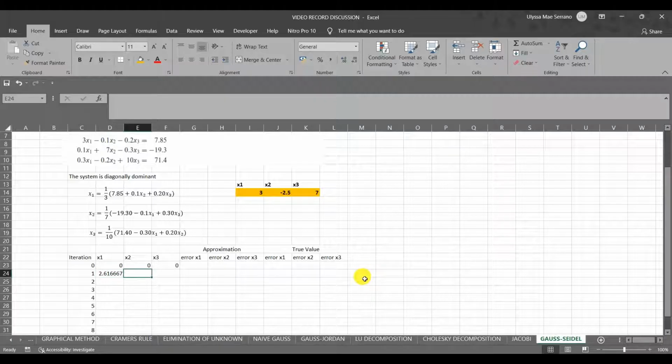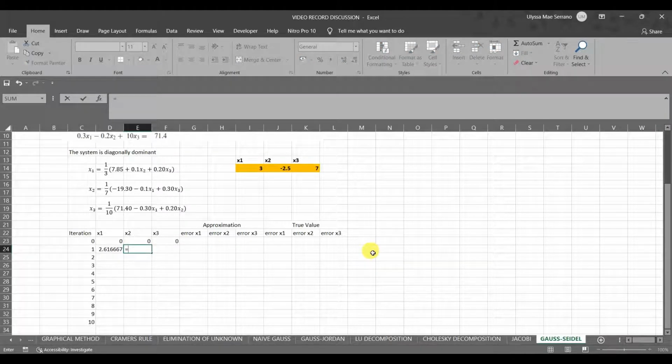For x sub 2, the difference of Gauss-Seidel method to the Jacobi method is this. So for the equation, 1 over 7 multiplied by negative 19.30 minus 0.1 for our x sub 1. So on our Jacobi method, we selected the value of x sub 1 at the first iteration. So its difference to Gauss-Seidel, Gauss-Seidel uses the resulted or the new value of the x sub 1, plus 0.30 multiplied by x sub 3, which is still the value equal to 0.